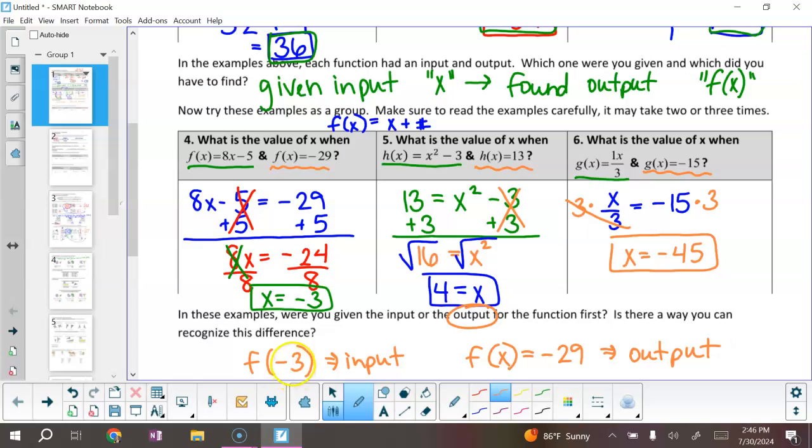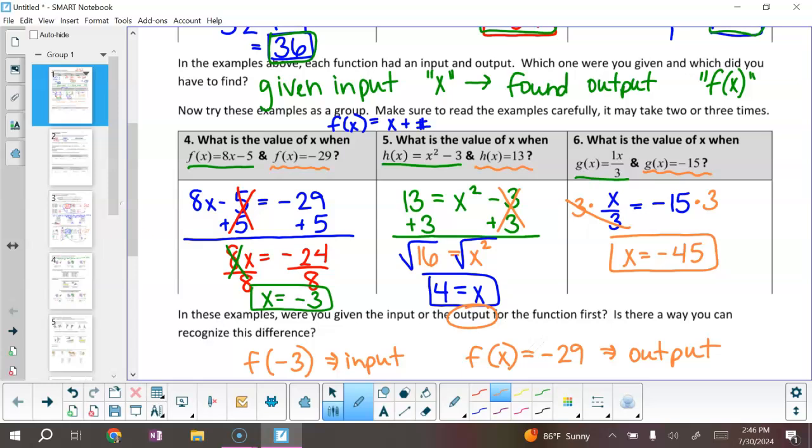On an input, we don't see a variable other than the f, but that's talking about the function. We don't see a letter inside the parentheses. We see an actual number. Over here on the output, we have a letter inside the parentheses, and there's an equal sign. That's kind of a big red flag, like, hey, I'm different. So those would be a couple things to look for when you're trying to figure out what am I supposed to do with the problems here.